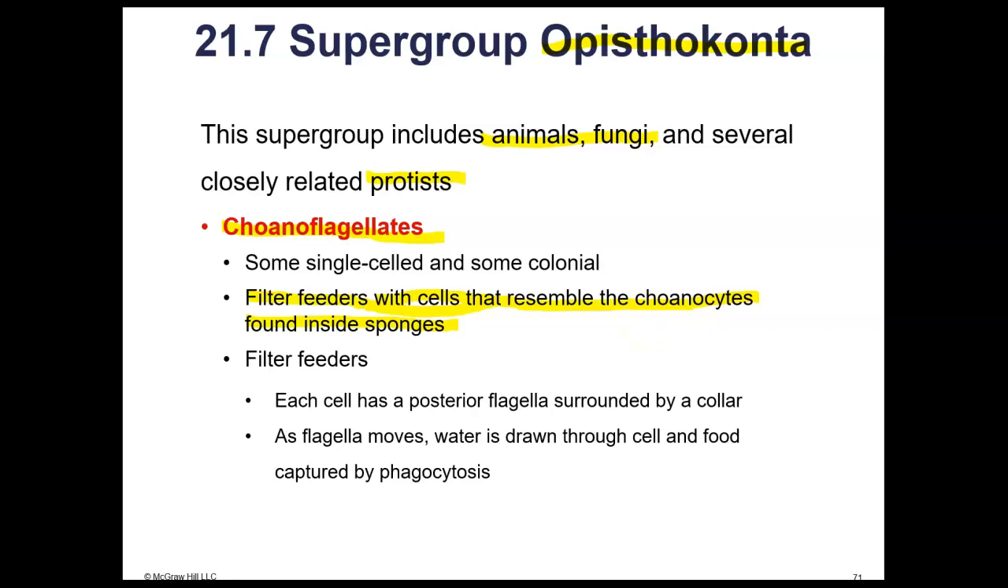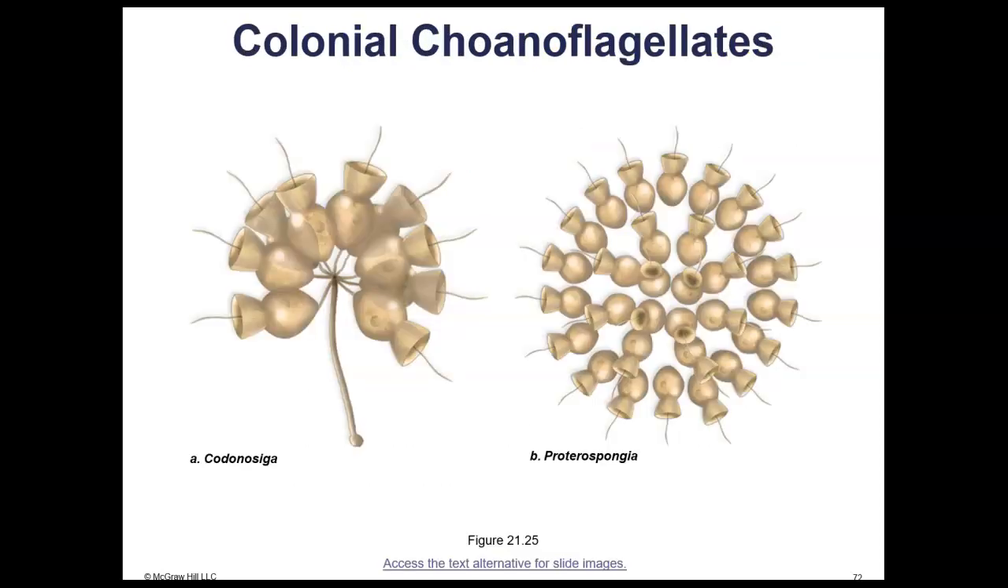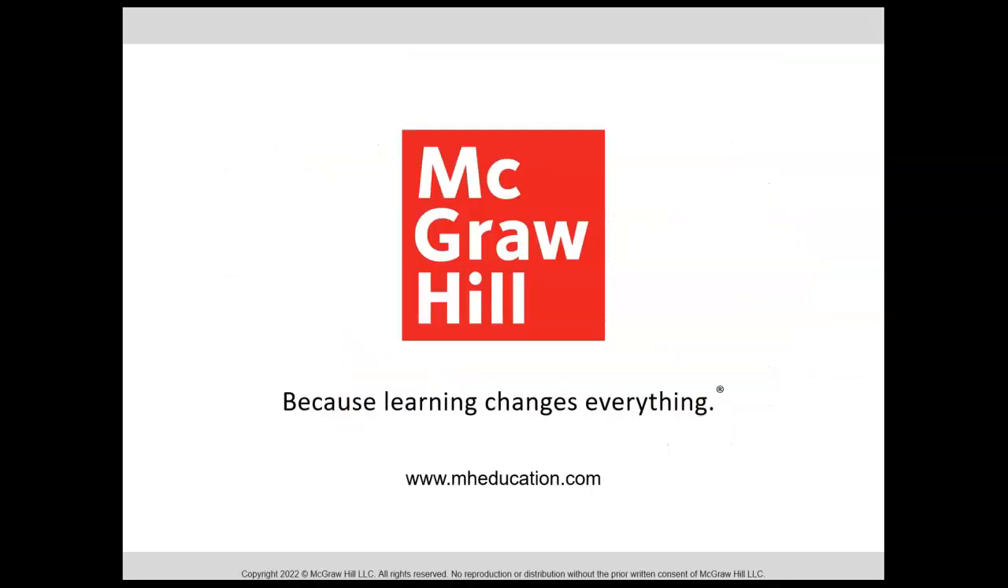Okay, so supergroup Opisthokonta is shared with animals and fungi, and our example are the choanoflagellates, and this is what they look like. They have a flagella, and they sort of filter their food from the water.